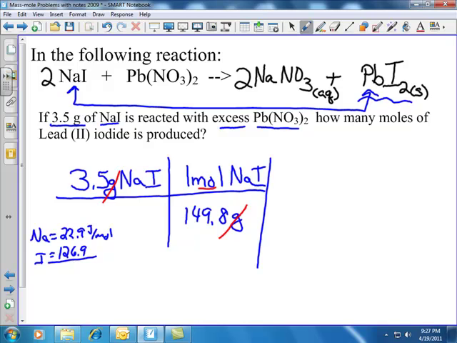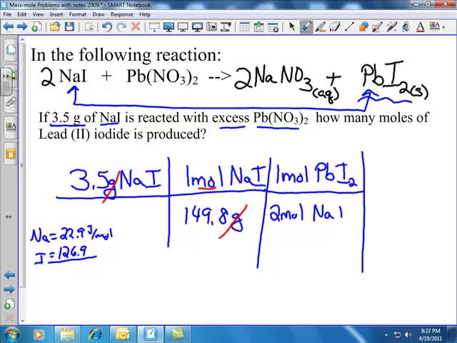But what I want is moles of lead iodide, so I'm going to take this one step further and multiply by the mole ratio. The mole ratio happens to be 1 to 2, because there's 1 mole of lead iodide to 2 moles of NaI. I am just getting those from the coefficients. There's a 1 understood there and there's a 2 there. So those numbers are just coming from the balanced equation. And then I do my math and this comes out to be 0.011 moles of PbI2.